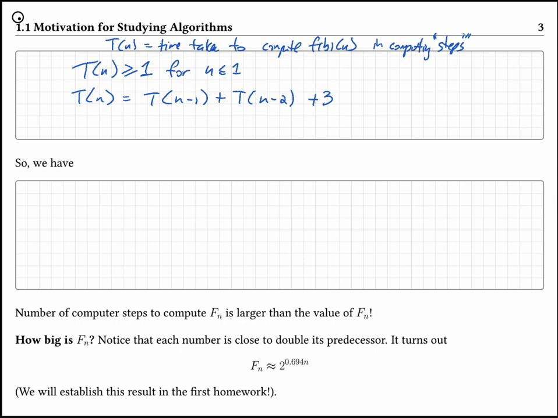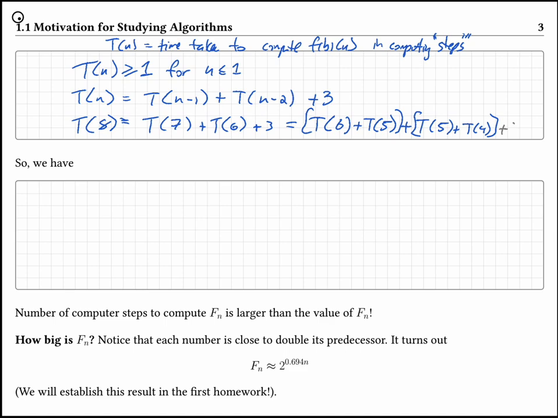The problem with this is that if I gave it to you for T(8), it's going to be how much time did it take you to compute 7, and how much time did it take you to compute 6, plus 3. And that's really how much time to compute 6 and how much time to compute 5, that's that first recurrence, plus how much time to compute 5, plus how much time to compute 4, that's your second recurrence, plus 3. Oh, and each of these has a plus 3 as well, right?